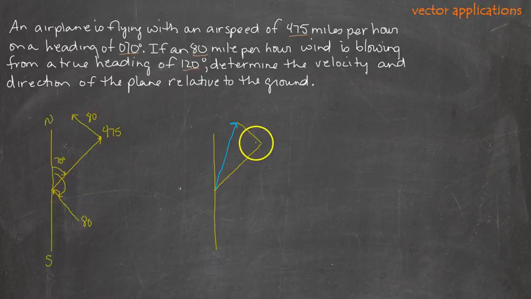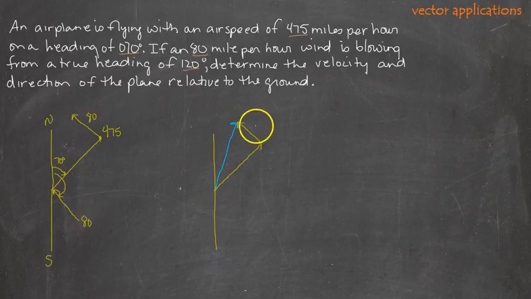So the plane thinks it's going on this exact trajectory, 475 miles per hour at 70 degrees from north. The wind comes along at 80 miles per hour, 120 degrees from the north, and the effect is that the plane is going to fly over houses right here, even though it thinks it's going to fly over houses right here. Not that a plane can think, but that's what we're looking for: the magnitude and the heading of this blue vector.